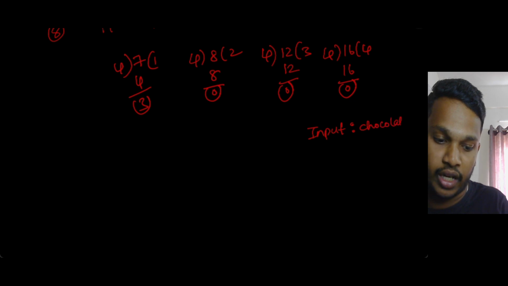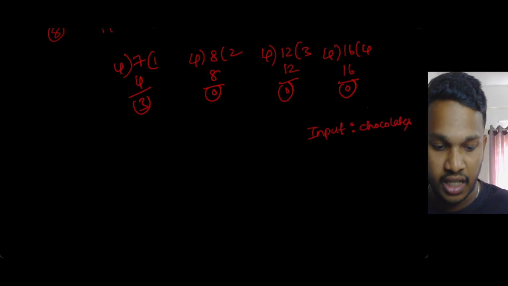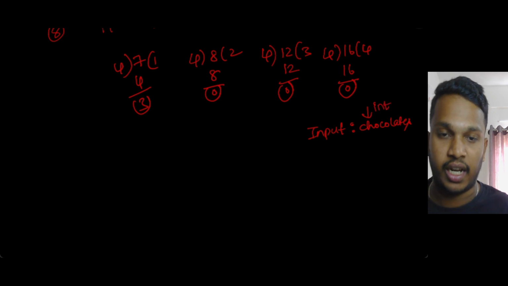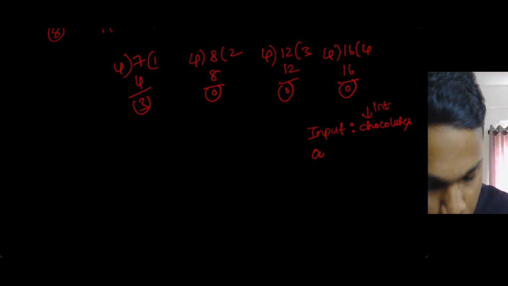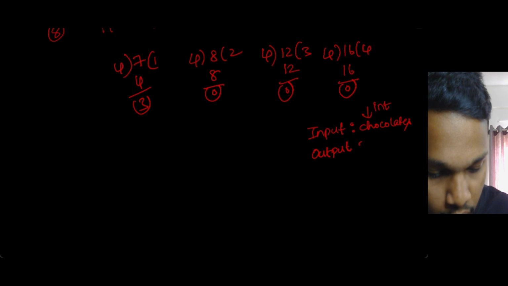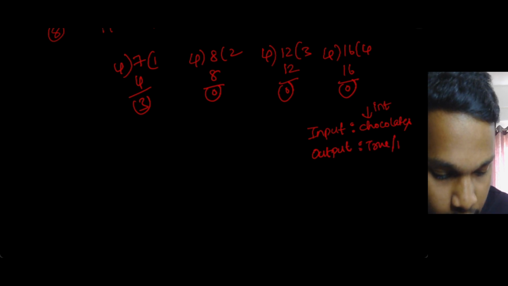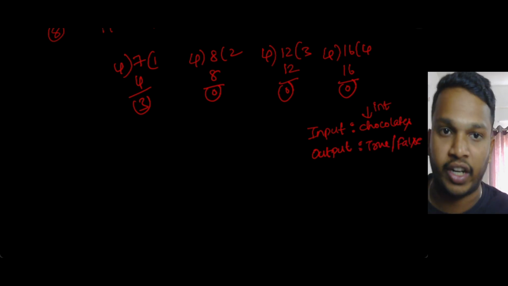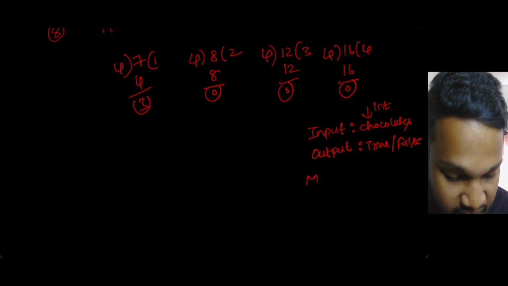Chocolates or chocos, anything fine. It is basically an integer, so we will get an integer, a number, as input. What is the output? True or false. Am I correct? Yes, we can distribute or we cannot distribute. True or false. What is the method?